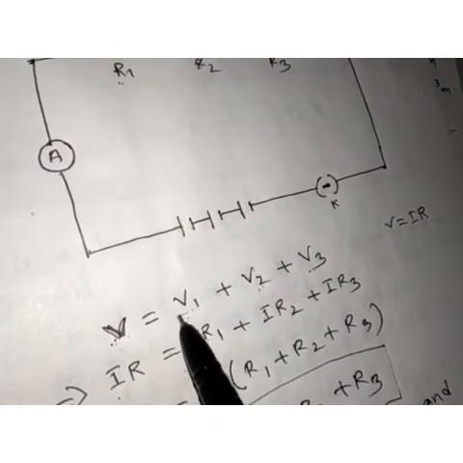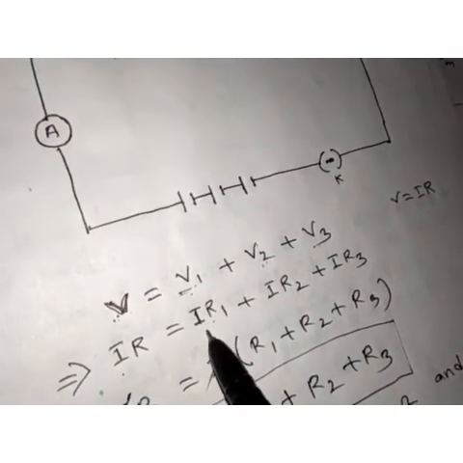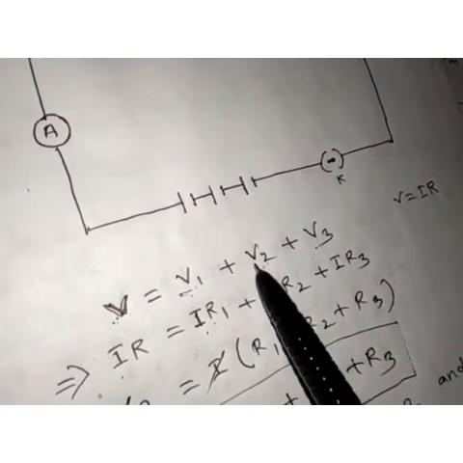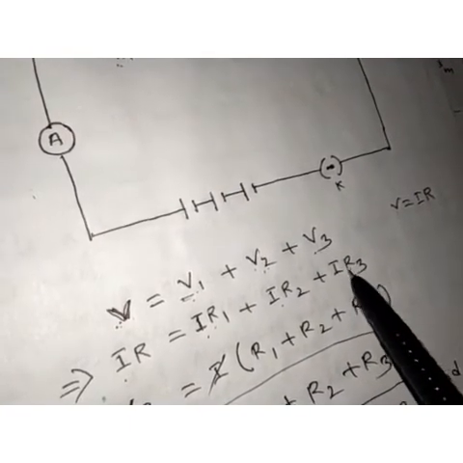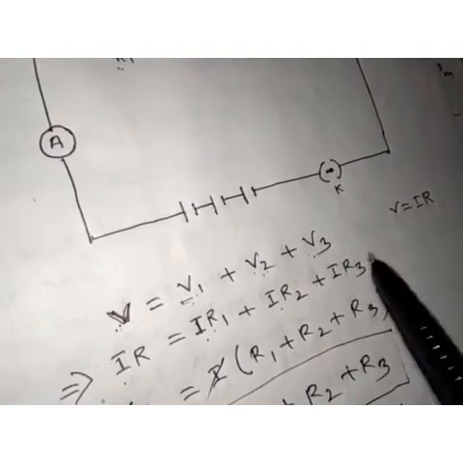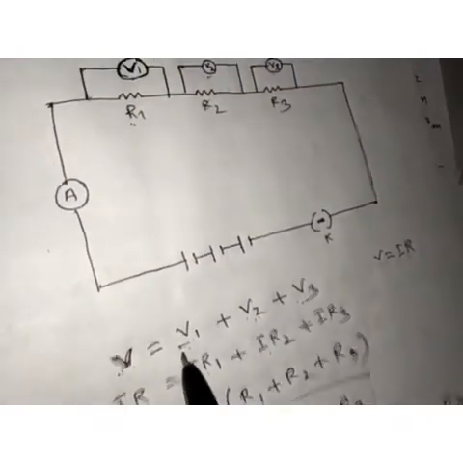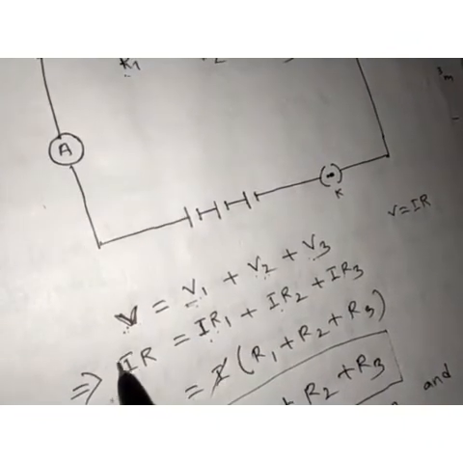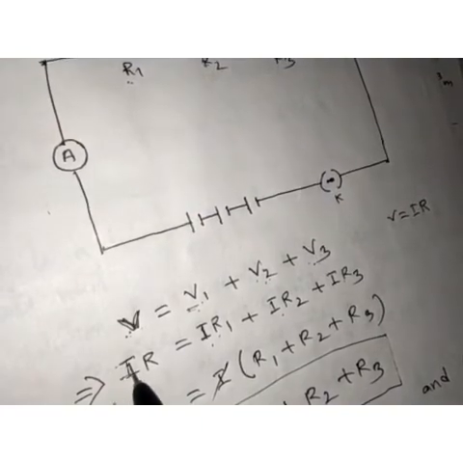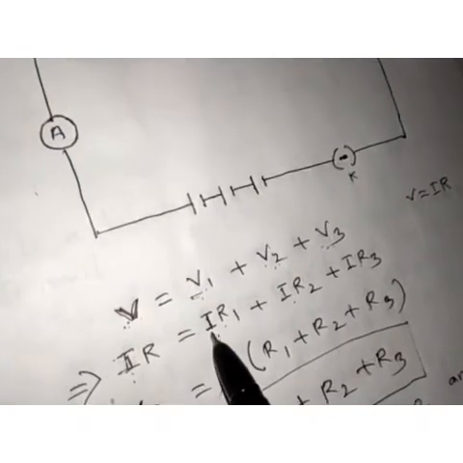The potential difference on resistor R1 is V1, so we can put IR1. On R2 the potential difference is V2, and on R3 the potential difference is V3. But all resistors are connected in series, so throughout the circuit the same current I is passing. That's why we have written IR equal to IR1, IR2 and IR3.